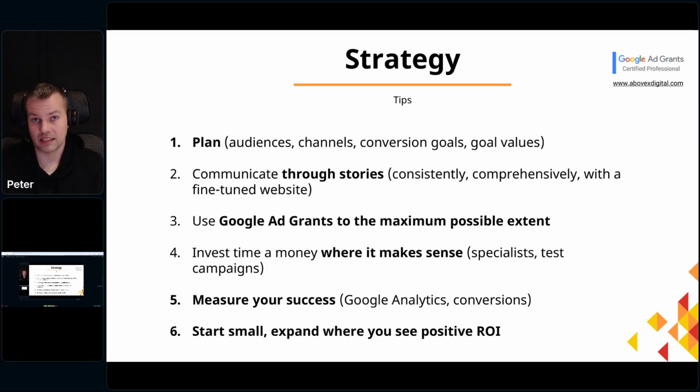Use ad grants to the maximum possible extent. Again, it's free money, so you should maximize that as much as you can, and you can do that via bidding optimization, broad reach, conversion tracking, high quality scores, all those things. You should invest your money where it makes sense, right? Again, nonprofits in general typically have smaller budgets, and they try to be as efficient as possible. So ad grants should be the starting point, maximize it, and then start off by using smaller targeting campaigns and then build it up.